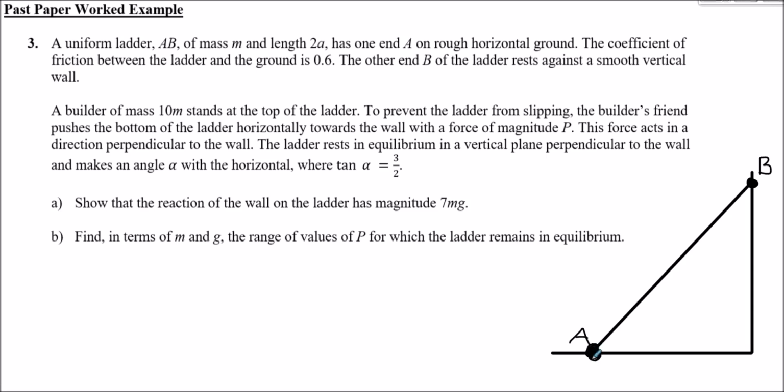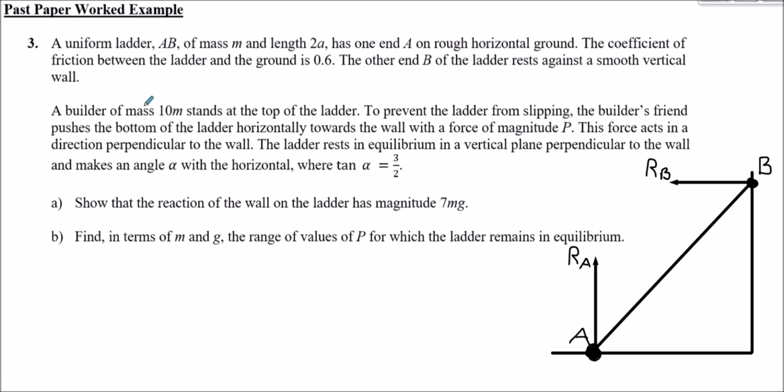So we'll come to that in a moment. There is going to be a normal reaction acting at A, so I'll call this R subscript A. And like with example 2, you'll know as well that there will be a normal reaction from the wall in this direction, which I'll call R subscript B. So this wall's smooth, so no friction, so that's good to know.